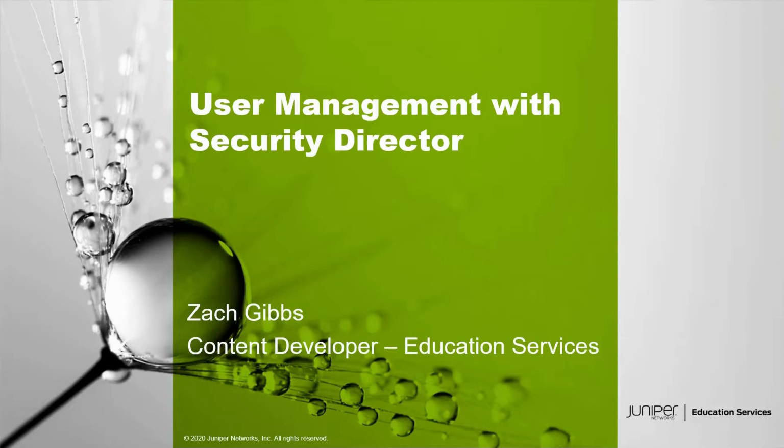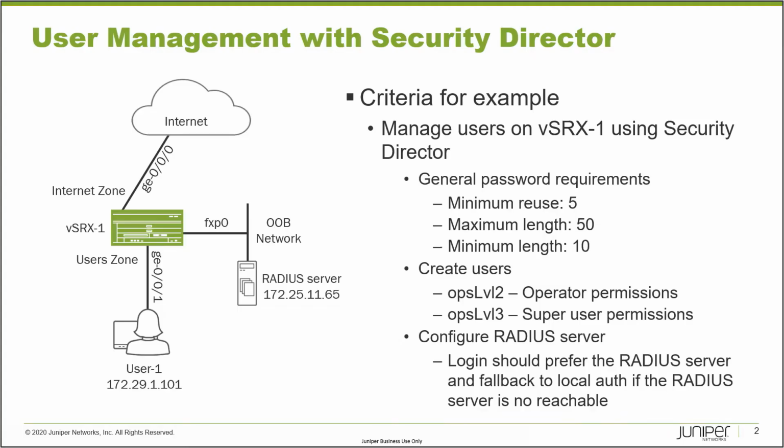And today we will be going through the user management with Security Director Learning Byte. All right, so let's jump right to our example. In this example, we have VSRX1. Now, VSRX1 has a few connections. It's connected to the internet, it's connected to some users, and the FXP0 interface has a radius server on that network. Okay, so what do we want to do here?